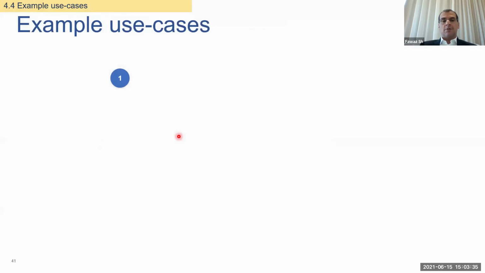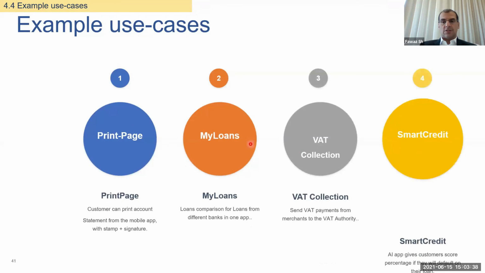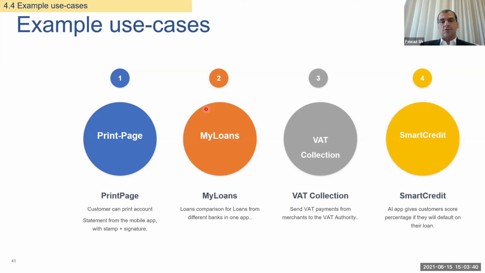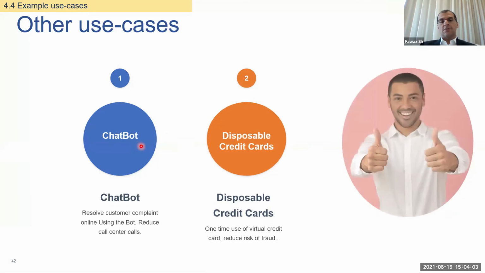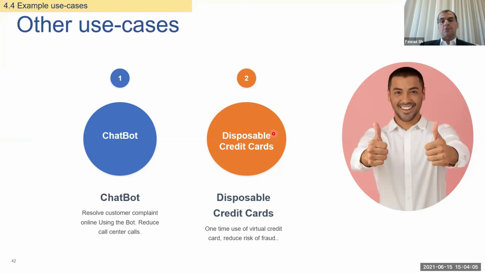So, basic examples of open APIs, I'll just skip this. I mentioned, for example, My Loans is one. VAT Collection is another one, a startup that connects to merchants and initiates the VAT payment directly from the merchant's account to the VAT authority's account on a weekly basis. Again, relieving the headache of maintaining VAT revenues for that specific merchant, right? Then there are different chatbot use cases, which are very effective, and disposable credit cards, which addresses the credit card problem we talked about.